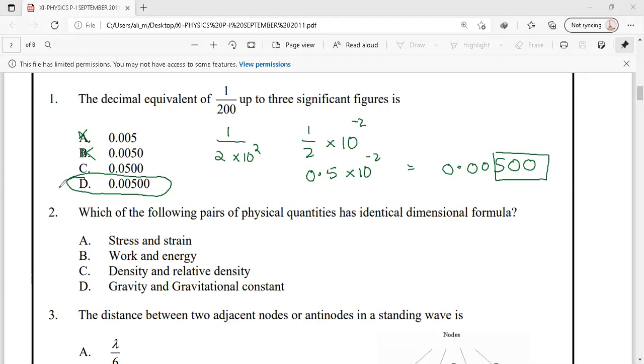Which of the following pair of physical quantities has the identical dimensional formula? They have the same units, or they have the same dimensions. Stress and strain: strain has no dimension. Gravity and gravitational constant have different dimensions. Work and energy both are measured in joules, so the dimensions of these two quantities will be the same. So option B is the right answer.